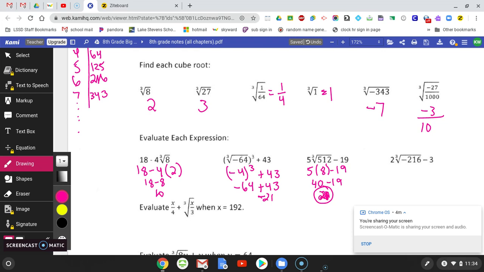21. All right, and this one, the cube root of 216 is 6, so the cube root of negative 216 would be negative 6. So 2 times negative 6 is negative 12. Minus 3 was the same thing as plus a negative 3, so that would give me negative 15. Let me rewrite that since my pen decided to carry a bunch on that one. Negative 15.